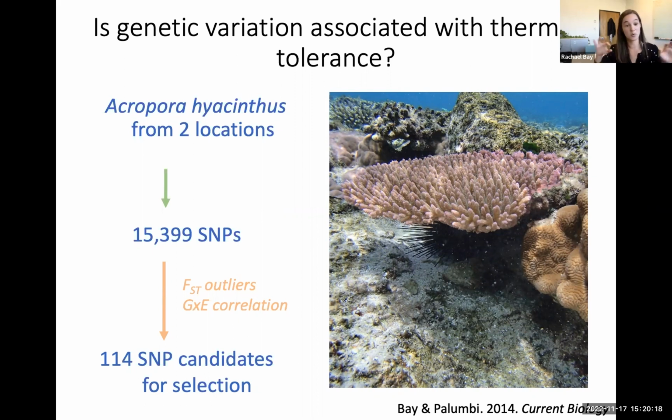The first is a pool-based analysis, so that's FST outliers. Here we're looking for loci that are more differentiated than we would expect based on the genome-wide average between the two pools. But we also have individual temperature variation and individual genotypes, so we can connect the two and do a sort of G by E correlation. And using those two analyses, we were able to find about 114 SNP candidates for selection that were significant in both analyses.